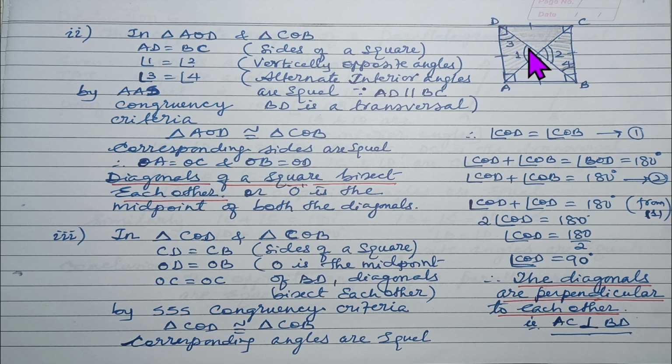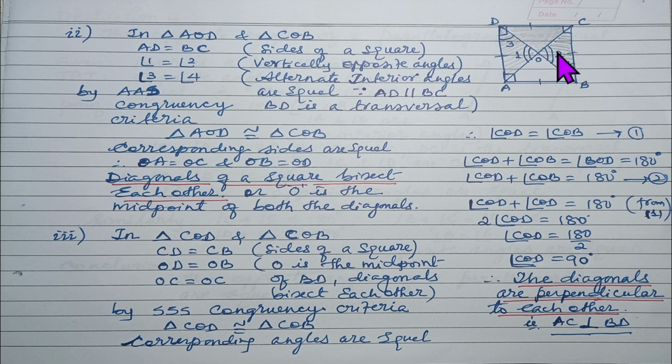In triangle AOD and COB, angle 1 is equal to angle 2, vertically opposite angles. AD is equal to BC, opposite sides of a square, and angle 3 and angle 4 are equal because they are alternate interior angles, because we know that AD is parallel to BC and BD is the transversal. Therefore angle 3 and angle 4 are equal. So that means the third angle automatically will be equal. Therefore two angles of the triangle AOD and two angles of the triangle COB and one side AD and BC being equal, we have proved that these two triangles are congruent. The triangle AOD is congruent to triangle COB.